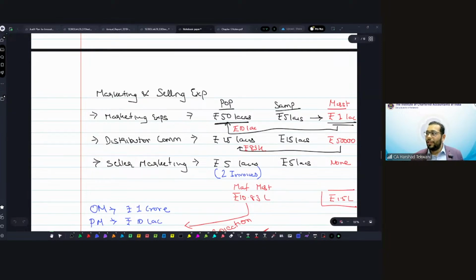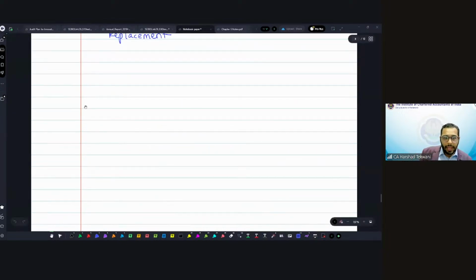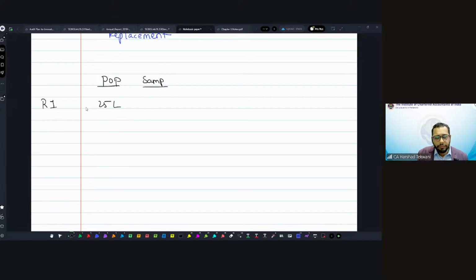Okay, so let me explain with an example. There was a population of rupees 25 lakhs. This is round one testing. Round one, population 25, sample size 5 lakh. My misstatement was 1 lakh rupee. So the projected misstatement will be 5 times, that is 5 lakh rupees. Okay.